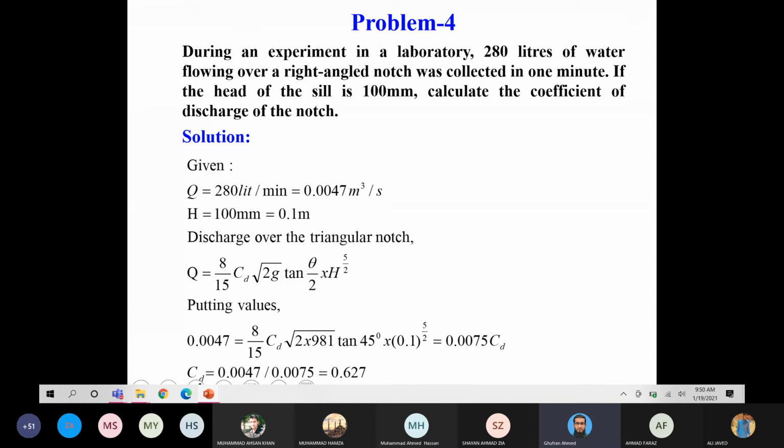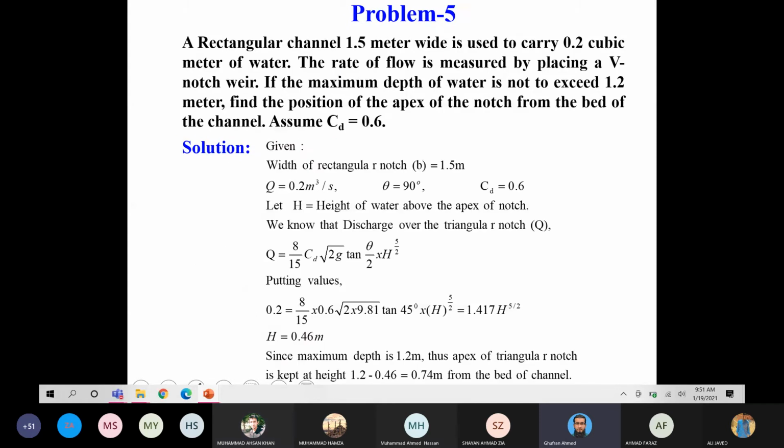right angle notch was collected in 1 minute. Discharge is given, angle is again given, right angle. If the head of the water is 800 millimeter, calculate the coefficient. CD find karna hai isme se. Ho sakta hai? Yes, sir. Okay, main aage move kar raha hu.